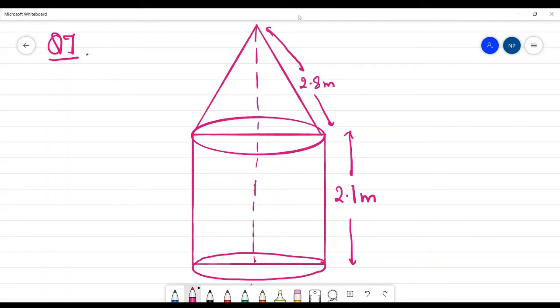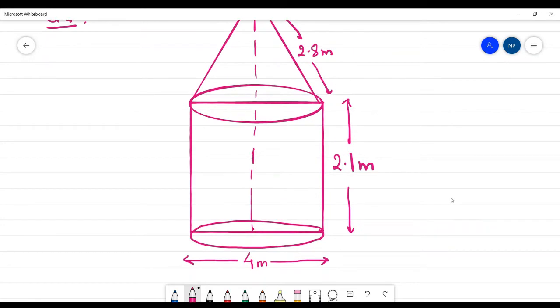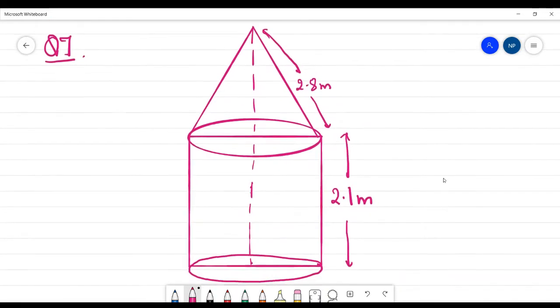Question number 7 is, a tent is in the shape of a cylinder surmounted by a conical top. So this is the cylinder which is surmounted, that means fixed at the top, in the shape of a cone. If the height and diameter of the cylindrical part are 2.1 meters and 4 meters respectively, that means the height of the cylinder is 2.1 meter and the diameter of the cylinder is 4 meter respectively, and the slant height of the top is 2.8 meter. The slant height of the cone is given as 2.8 meter.